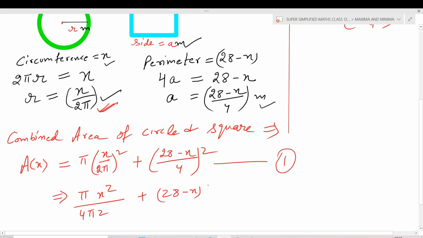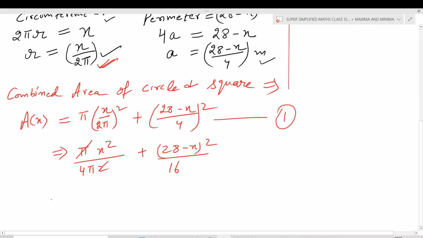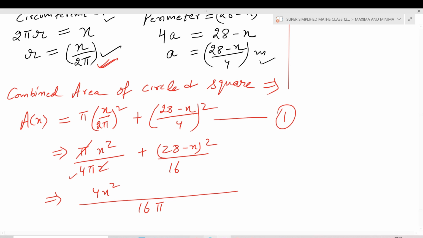1 power of pi gets cancelled, and now we can take the LCM. The LCM comes out to be 16 pi. So we get 4x square. If we divide 16 pi by this 4 pi, we get 4. We multiply that 4 by x square, so we get 4x square. Plus, we divide 16 pi by 16, so we get pi.